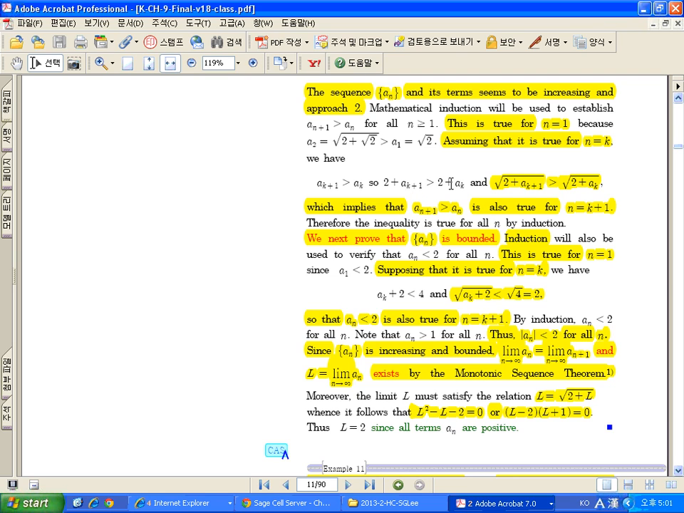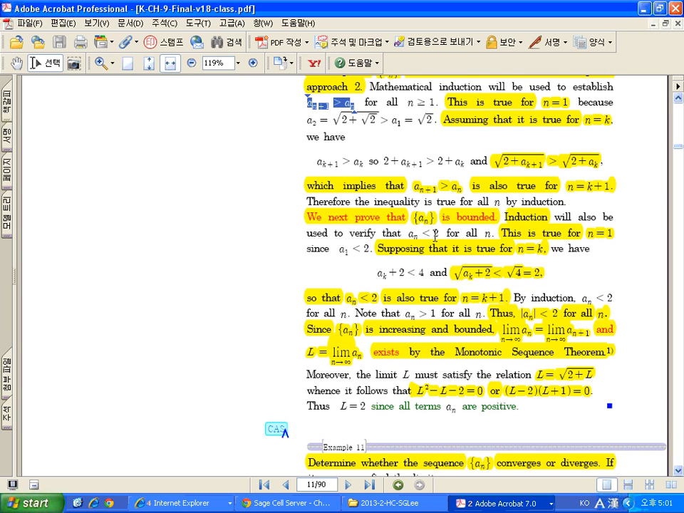From the assumption, we can draw this fact, which implies a(n+1) is bigger than a(n). Which means it is true for n equal to k plus 1. So we have found it is monotonically increasing. We have shown that.